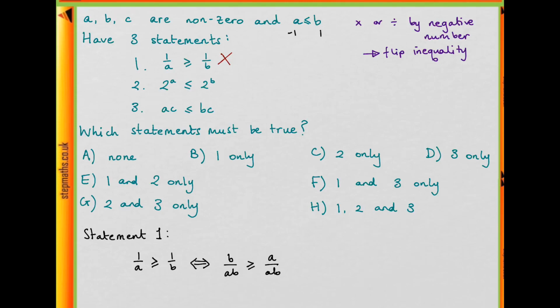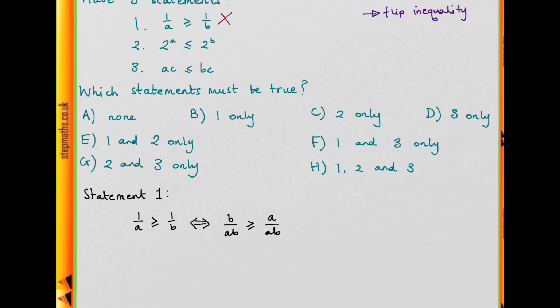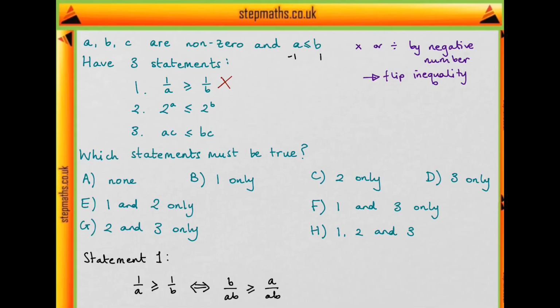And okay, so now if we look at the third statement, well, this third statement is literally this inequality but multiplied through by C. And again, C could be negative, so then when we multiply through by C, we would flip the inequality. So there is nothing to guarantee that this inequality must be true, so let's put a cross next to 3 as well. Okay, so now all we're left with is number 2.